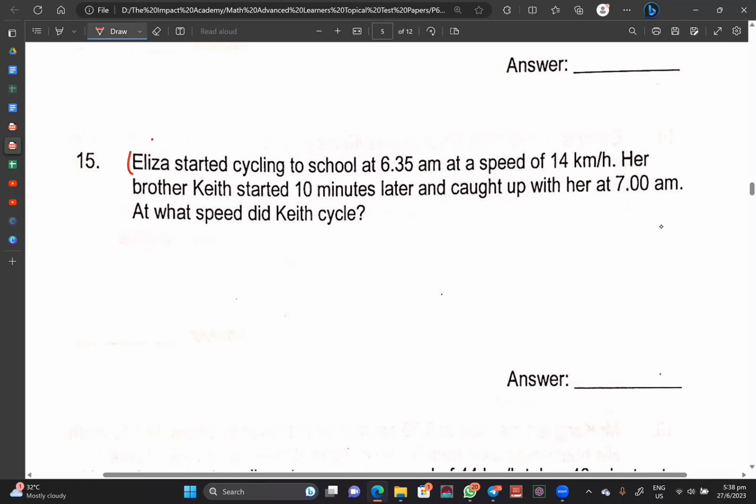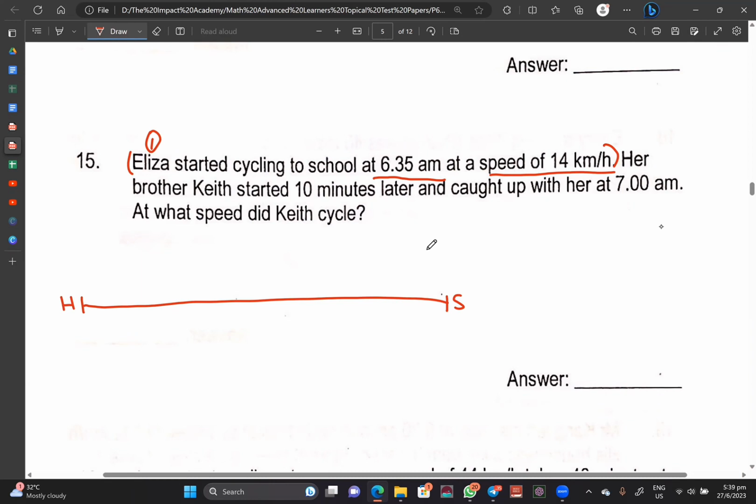It says that Eliza started cycling to school at 6:35 a.m. at a speed of 14 kilometers per hour. From this sentence, I do not know whether it's DST, meet up, or catch up. So what I'm going to do is draw a timeline first. I know that she is cycling to school, so let's assume that she started from home.